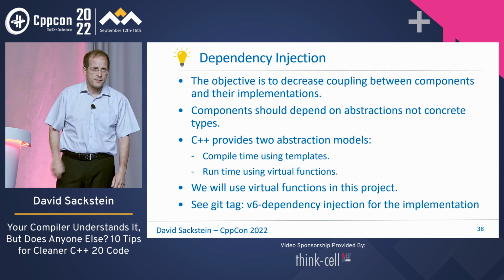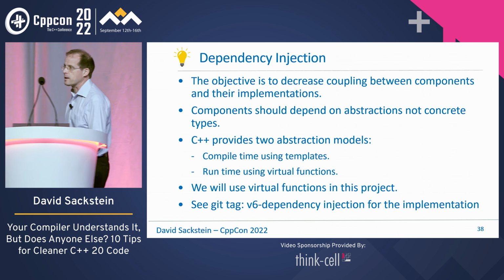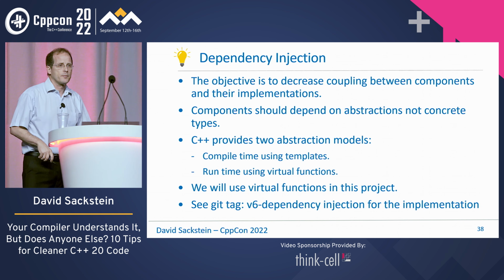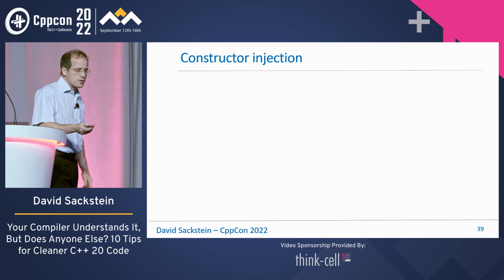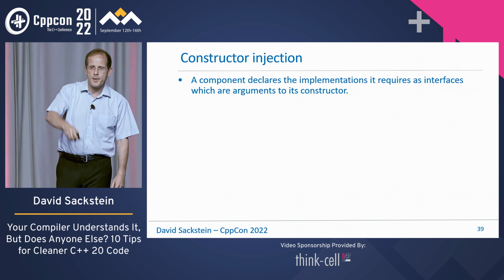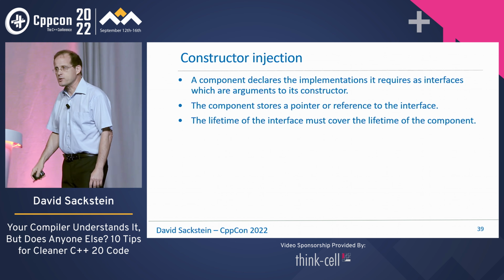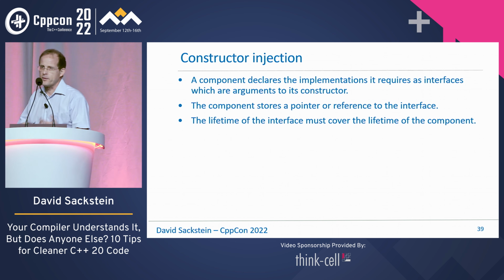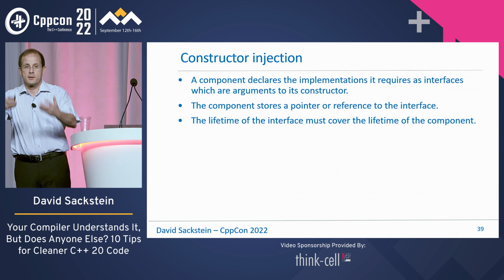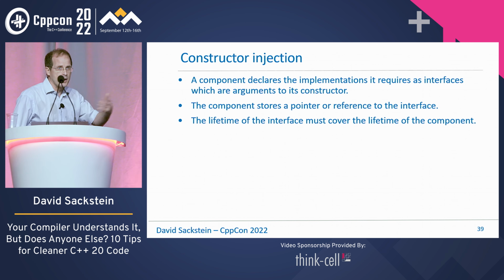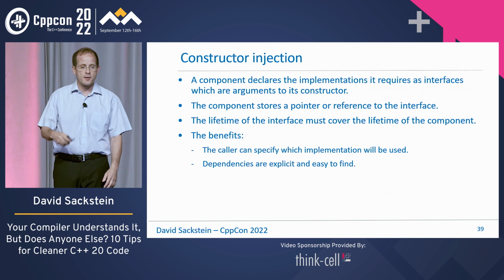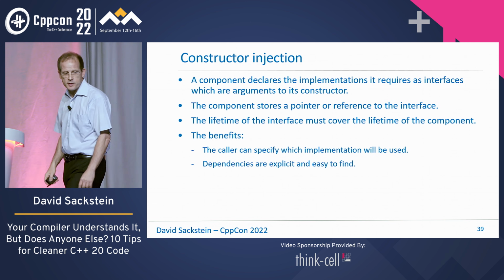And in tag v6, you'll be able to see the setup of the interfaces that each object needs, presented as arguments to the constructor. So constructor injection is a very common way of injecting dependencies into an object. It does require the object to store a reference to the dependent object, which means that the lifetime of the dependent object needs to encompass, it needs to cover the lifetime of the object that's using it. We're using shared pointers, so there's no problem. The benefits are that the caller can decide which implementation can be used.